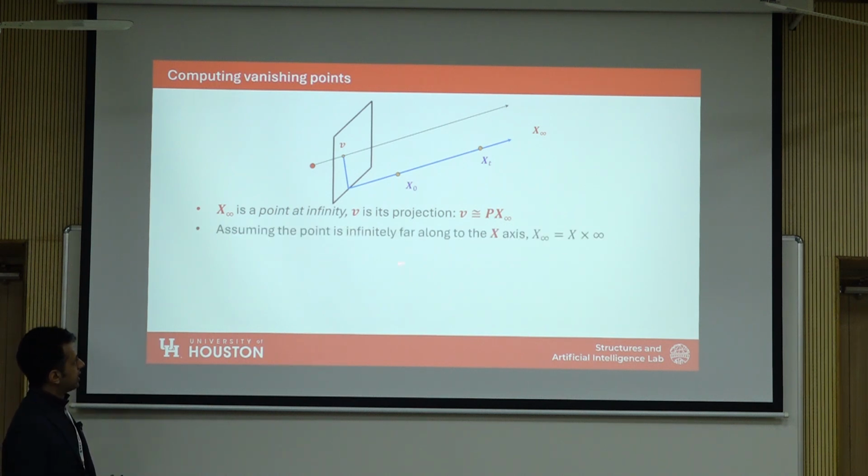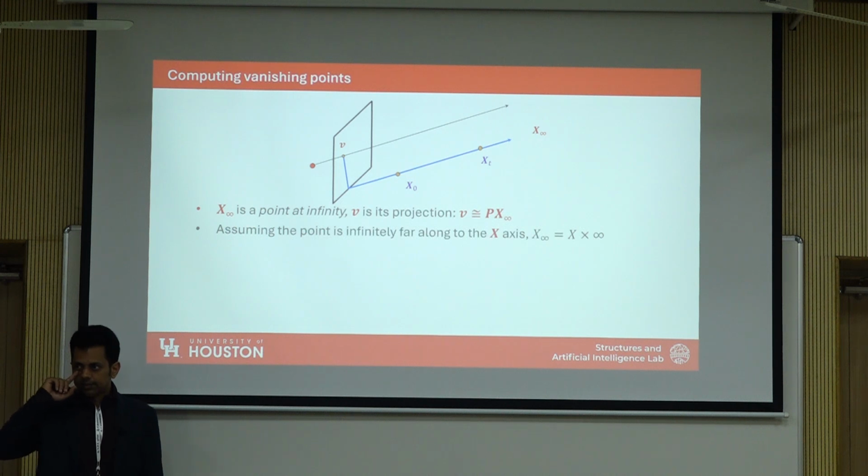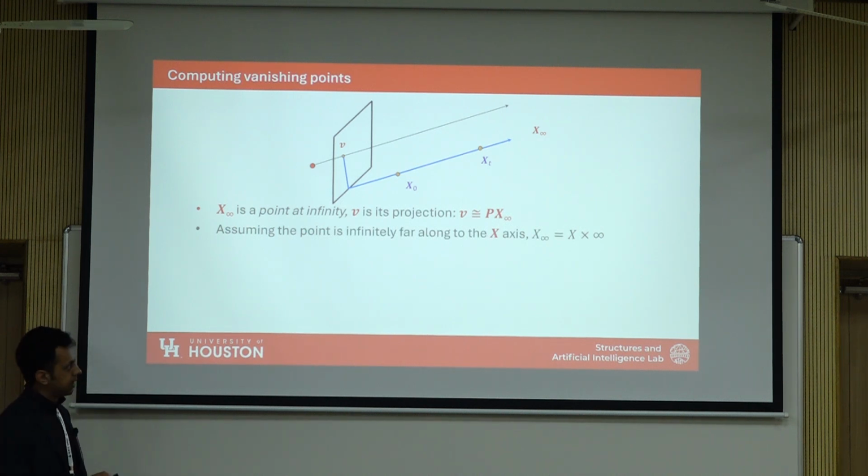So we can say, assuming the point is infinitely far along the x-axis, just for argument's sake, that x infinity is going to be the unit vector along the x-axis times infinity, because it's infinitely far away. We know the direction, so we can just multiply that with infinity, and we get the location of x infinity. Now in homogeneous coordinates, this would look like this, right? You have infinity, 0, 0, 1.